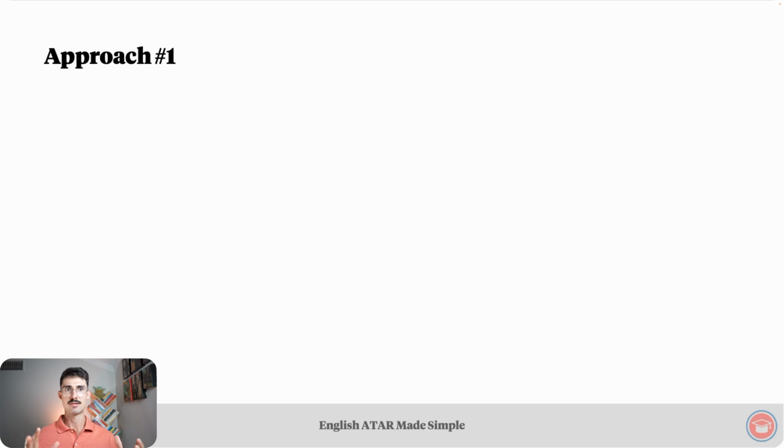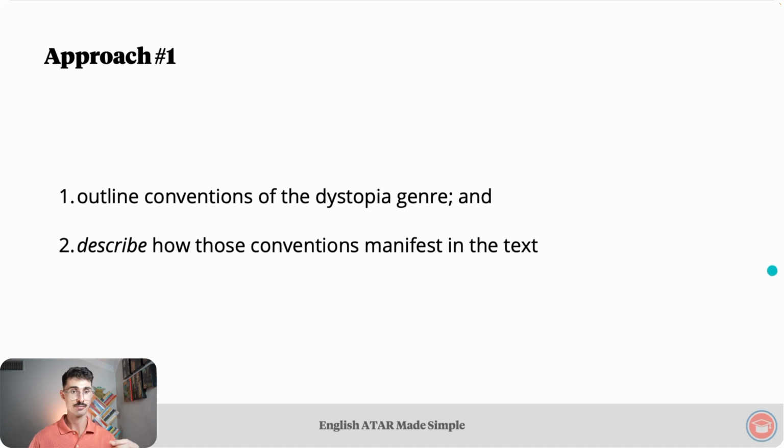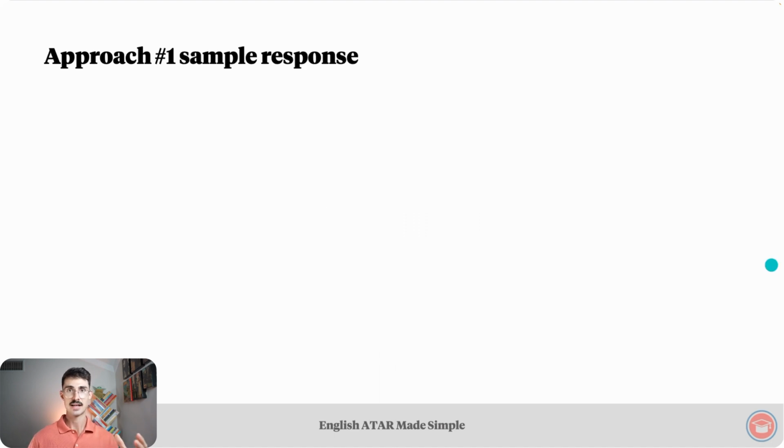What I want to do now is discuss two approaches, not the only two, to this question. While I outline these approaches, I'd like you to think about which one would be the best in the marker's eyes. Approach number one involves, firstly, outlining the conventions of the dystopia genre, and two, describing how those conventions manifest in the text. Let's see what an excerpt of a response that follows that approach could look like.